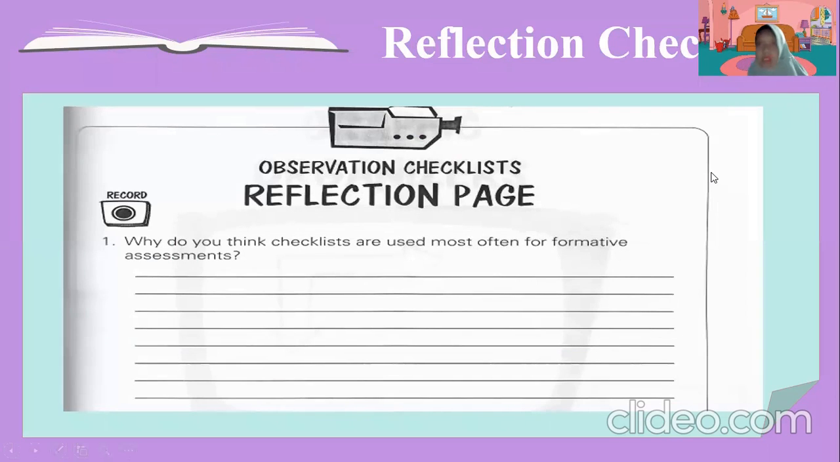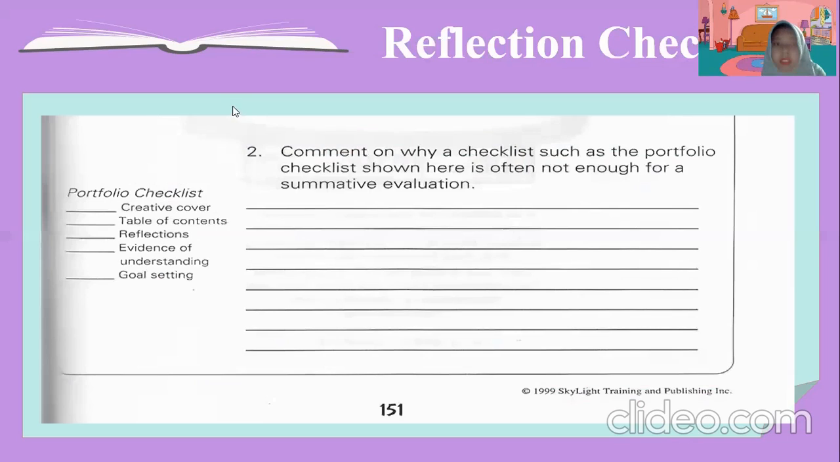And after we learn about the observation checklist, the last page will be the observation reflection of the observation checklist. As the reflection here, there are two questions. First question will be, why do you think checklists are used most often in formative assessment? And the second question is, comment on why a checklist such as the portfolio checklist shown here is often not enough for a summative evaluation.